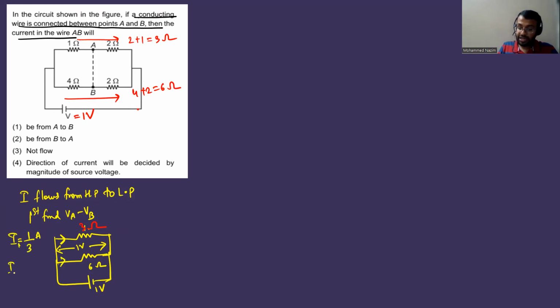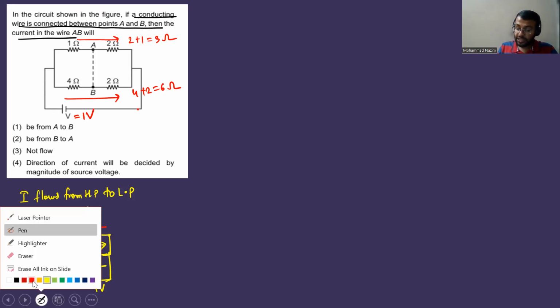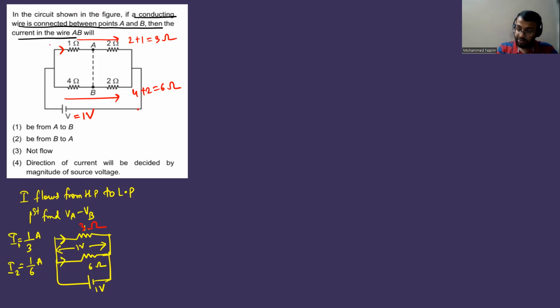In this branch, what will be the current? V by R. V is how much? 1, correct, and resistance is 6, so 1 by 6 ampere. Did you understand? Okay, now I got to know how much current is flowing in the top branch: 1 by 3 ampere, and the current flows from high potential to low potential. So this is positive and this is negative. Here, 1 by 6 ampere current is flowing. So current flows from high potential to low potential, so this should be positive and B should be negative. Is it clear? Now you find out VA minus VB.